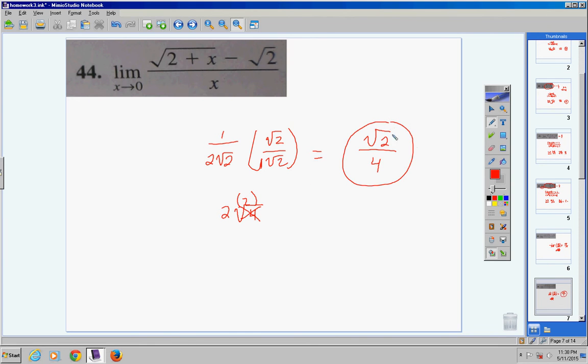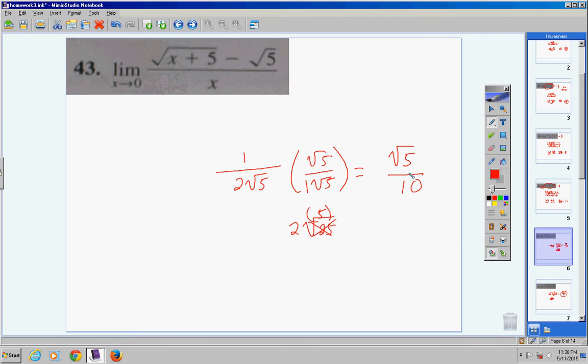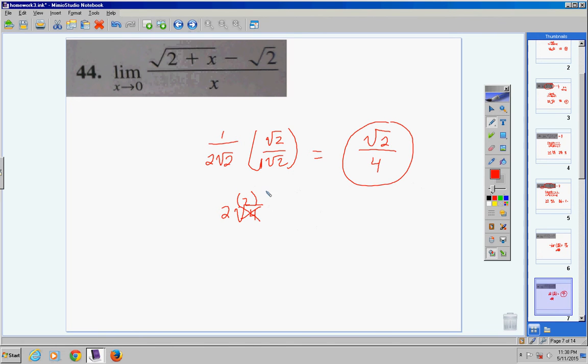Please do not try to reduce an inside number with an outside number. That is incorrect. You can't do that. Same with the last problem. Don't try to reduce a number that's inside the radical with a number that's outside, okay? So the answer to number 44 would be square root of 2 over 4.